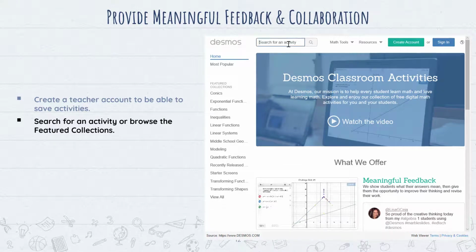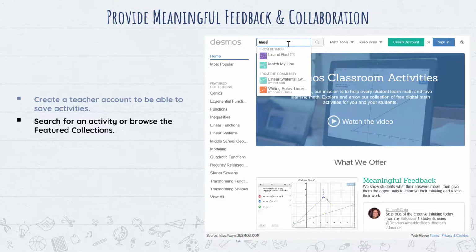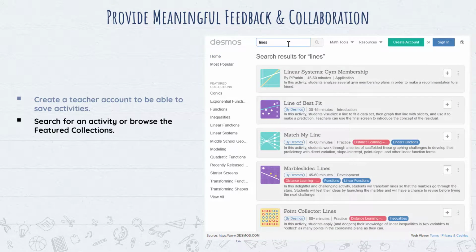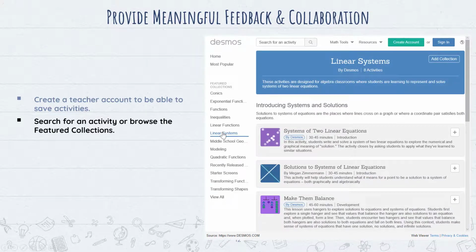Up here in the top, you can search for an activity. So if you're doing math or you're doing science, you can look for anything that you want. Lines, let's say. There's obviously a lot of things about lines. The other thing you can do is go to this featured collections area, and you can look at some things that Desmos has already put together for you. So linear systems maybe you want to look at.